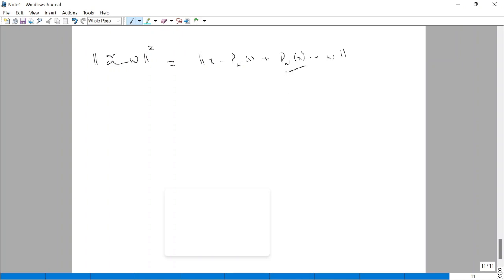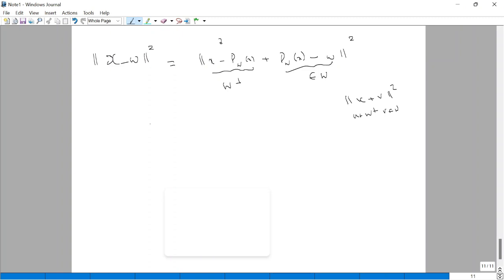Now what do I know about this fellow? This is a vector in W. And what do I know about the other one, x minus PW of x? This is a vector in W perp. This we already proved. This is our z. Therefore, I have written this as u plus v, whole squared, where u is in W perp and v is in W. And these two vectors are orthogonal to each other. Therefore, we have the Pythagoras theorem.